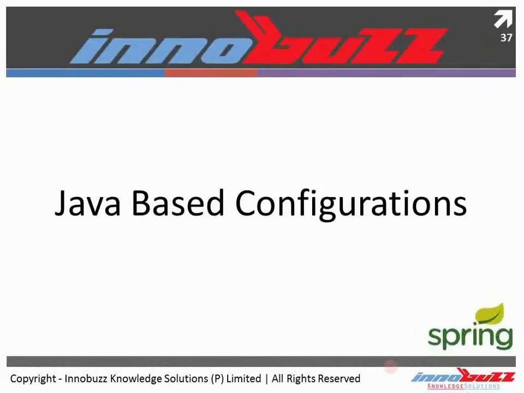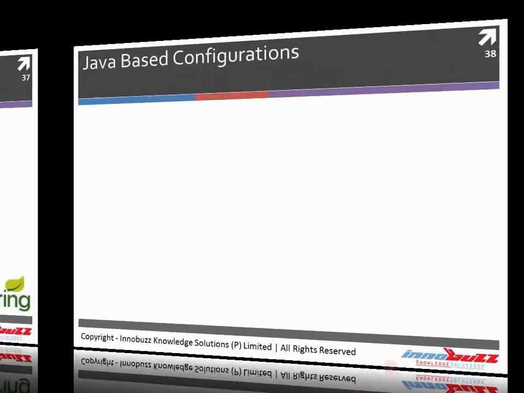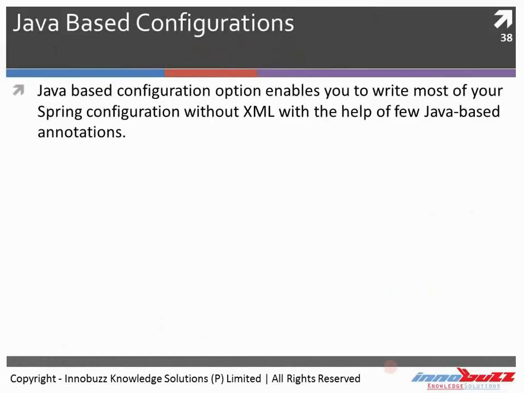Java based configurations. Java based configuration option enables you to write most of your Spring configuration without XML with the help of few Java based annotations.